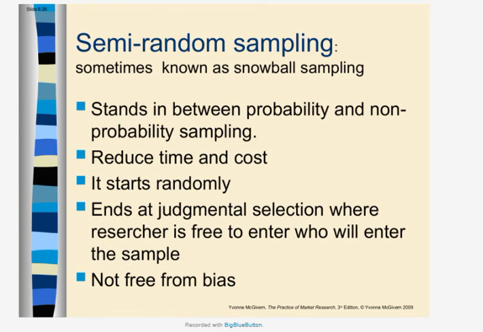So I pick someone randomly, and then at the end of the questionnaire or at the end of the interview I ask, would you recommend someone else to take part in the interview? He says, yes, this person might be interested in the topic. So yes, he recommends someone. So in this case it begins randomly, however it ends with purposive sampling.